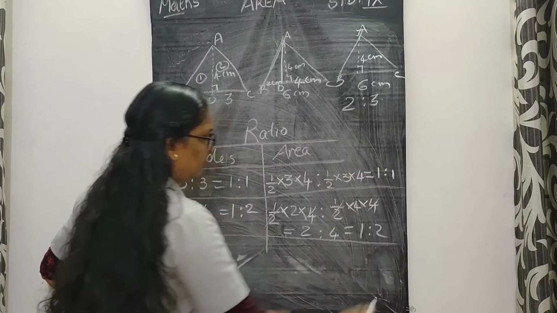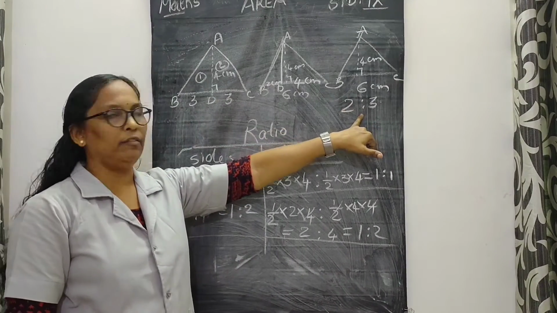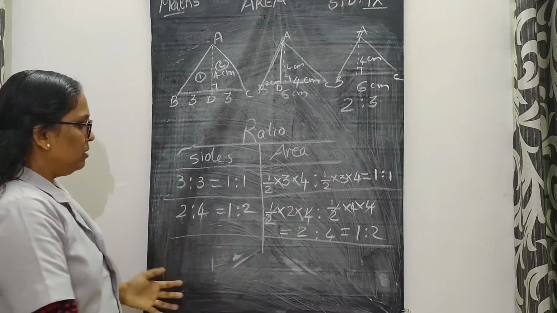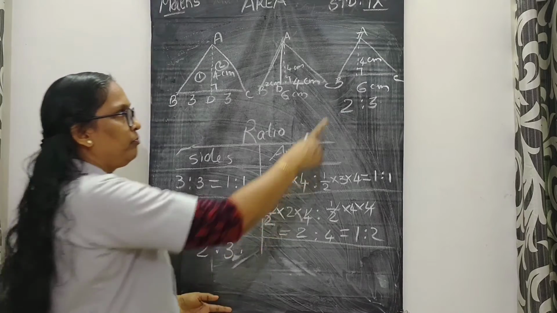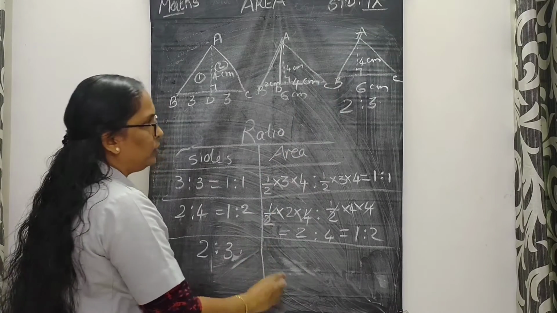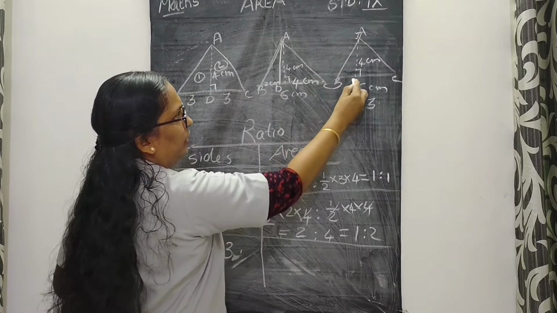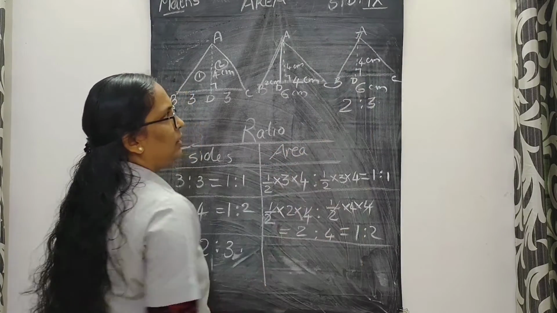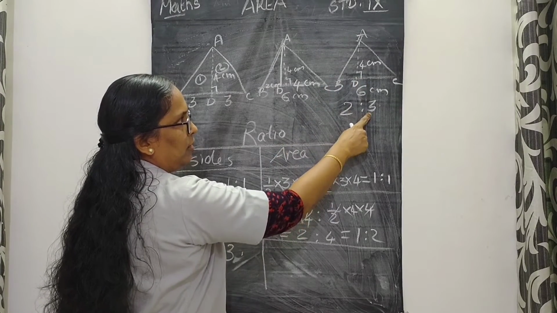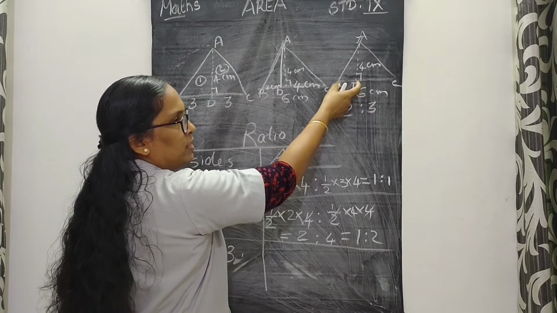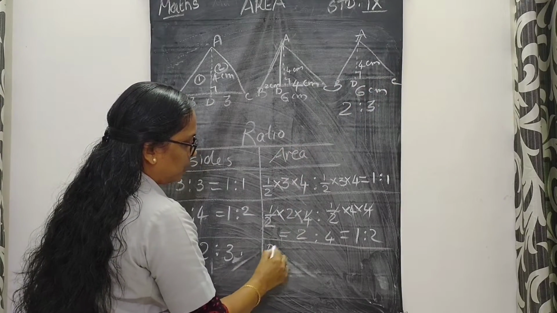And the third one, the ratio of the base is already given, it is 2:3. So we can write here 2:3. And we can find the area of the first triangle. Here for the first triangle, we need the base BD. BD is not given here, only the ratio is given. So you have to find out how much is BD and how much is DC. First we can find BD.